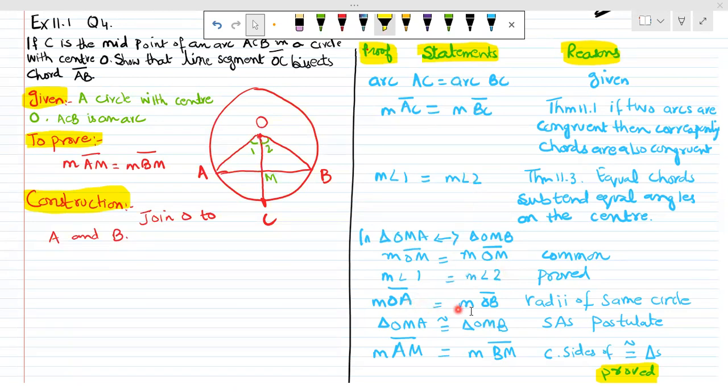And OA and OB are the radii of the circle. So by combining these three, we can say that triangle OMA is congruent to triangle OMB, by the side angle side postulate. And if triangles are congruent, then their corresponding sides are congruent. So AM is congruent to BM, corresponding sides of the congruent triangles. So in this way, we have proved this result also. I hope everything is clear.